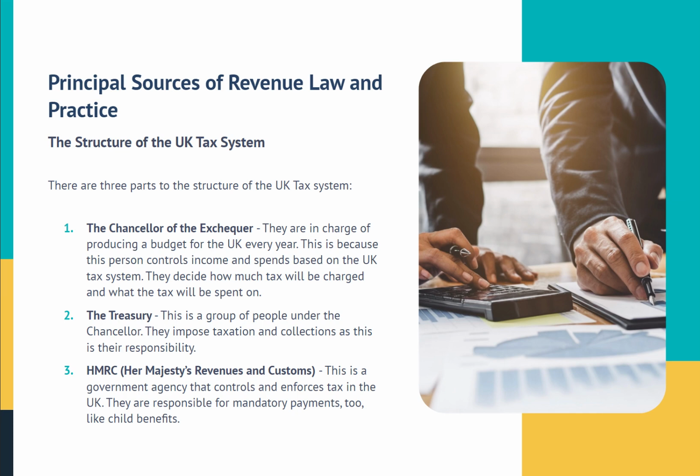2. The Treasury. This is a group of people under the Chancellor. They impose taxation and collections as this is their responsibility. 3. HMRC, Her Majesty's Revenue and Customs. This is a government agency that controls and enforces tax in the UK. They are responsible for mandatory payments too, like child benefits.